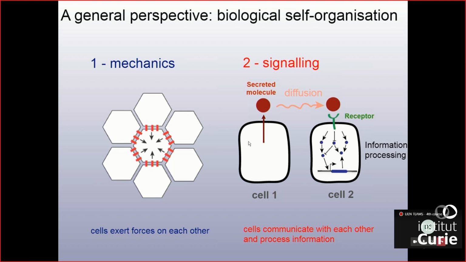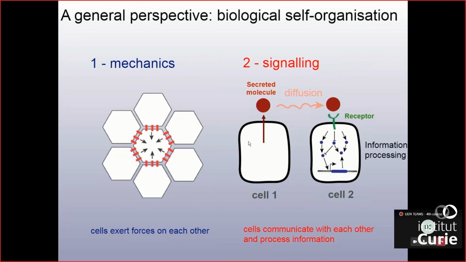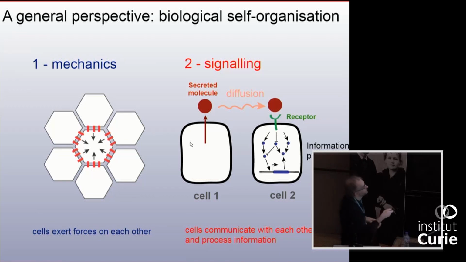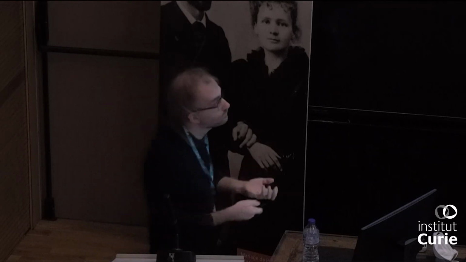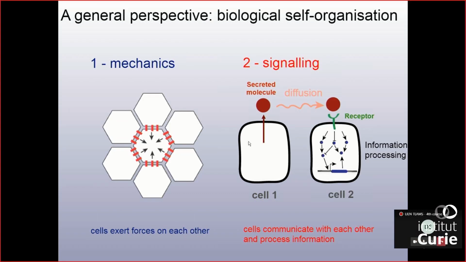The other thing to consider is signaling. Cells can secrete molecules, which then diffuse in the extracellular space, and then the molecules bind to receptors, and then the cells can undergo information processing and use the information that they get by measuring the extracellular concentration of molecules to take decisions and form patterns. So if we want to understand tissue morphogenesis, we have to deal with these two aspects, mechanics and signaling. Here I'm going to talk mostly about mechanics, and at the end I'll talk a little bit about signaling.